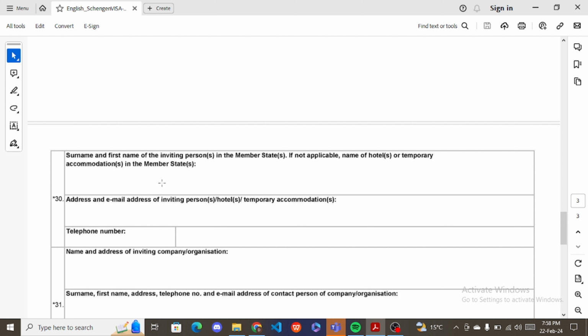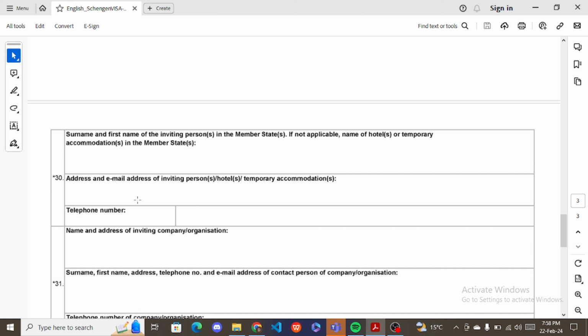If you intend staying in a hotel, go ahead and write the name of the hotel. If you already have an accommodation you've rented, then please go ahead and put down the information of the accommodation that you've rented.